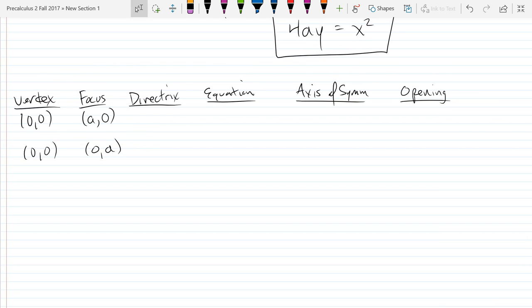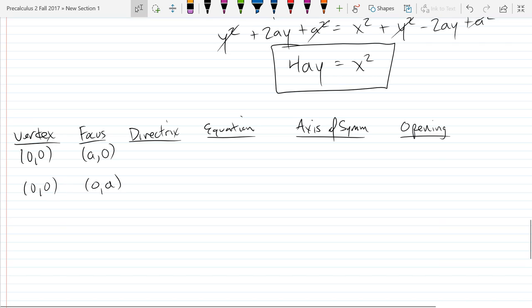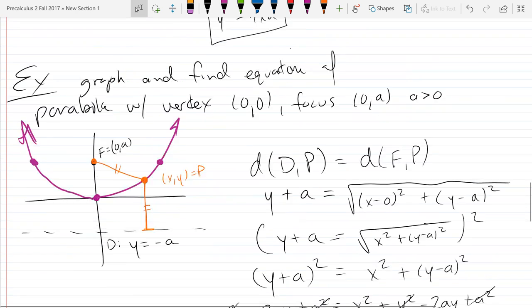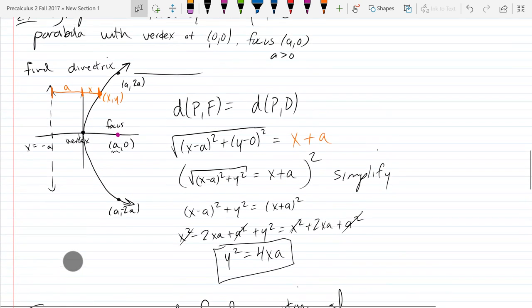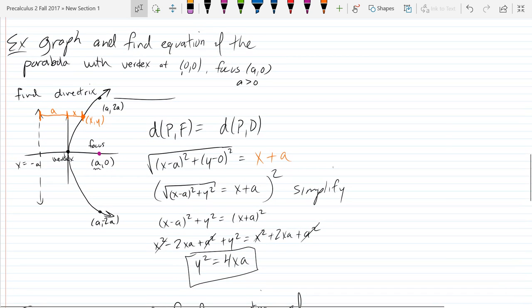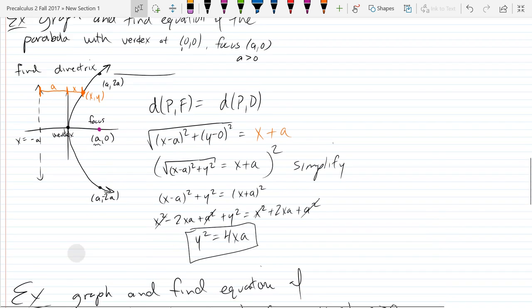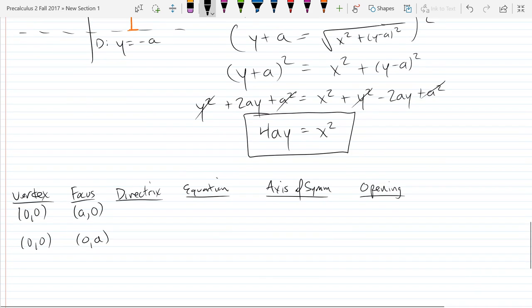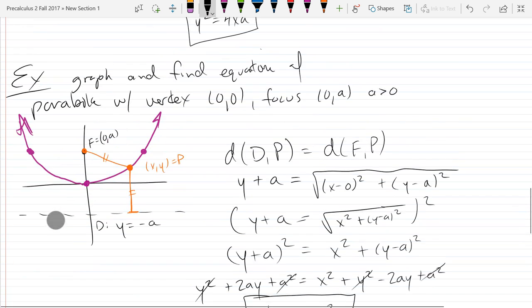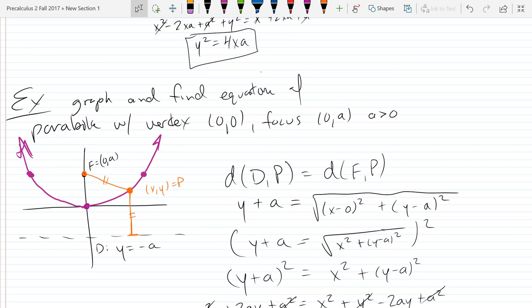All right, our directrix, the first line in our table was the second to last example we graphed. So we had a focus of a, 0. So our directrix was x equals negative a. So I'm just going to copy this. This example is the first row in the table. So our directrix is x equals negative a. The equation we got was y squared equals 4xa.